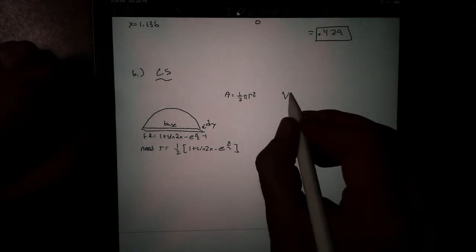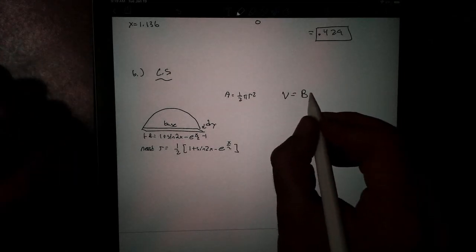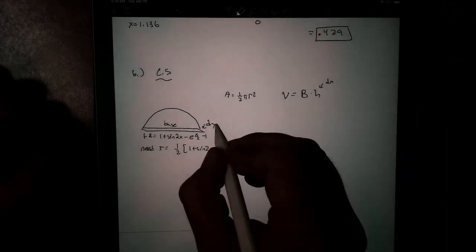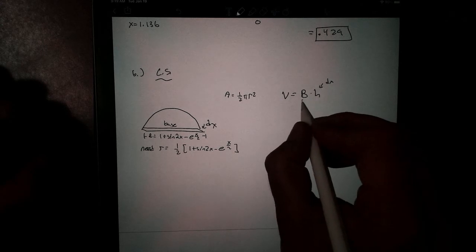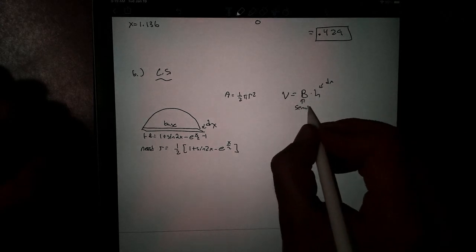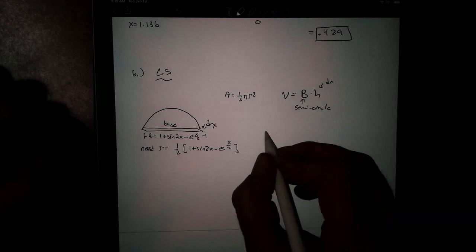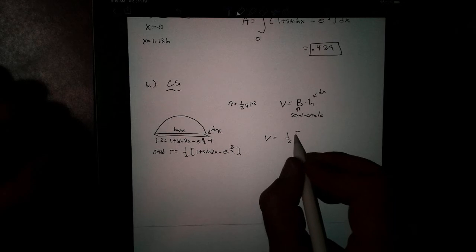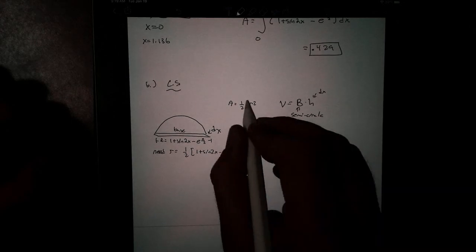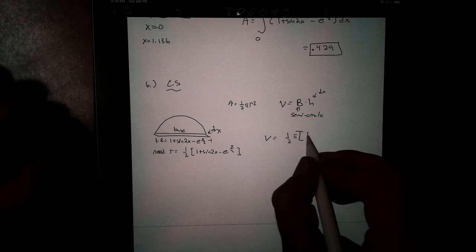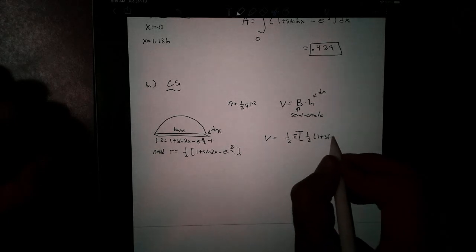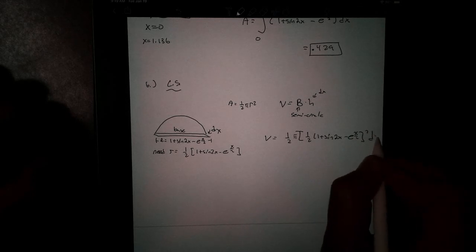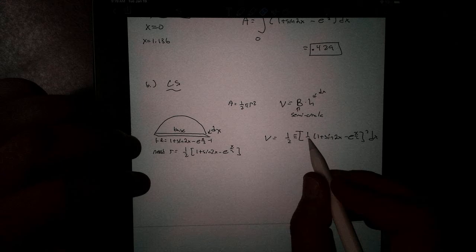So to get my volume, it's going to be the area of the base times our height. Remember the height, that's our secret. That's just dx in this case. So the area of the base, that's our semicircle. Very easy to do. So my volume is going to be 1/2 pi times the radius squared. So that's going to be this 1/2, 1 plus sine 2x minus e to the x over 2, squared, dx.